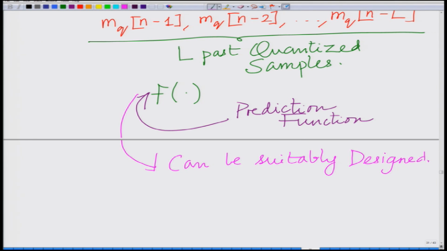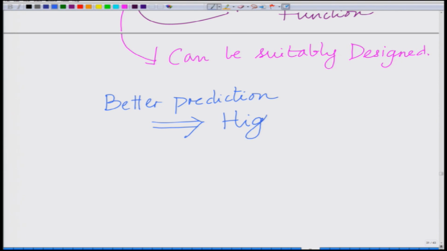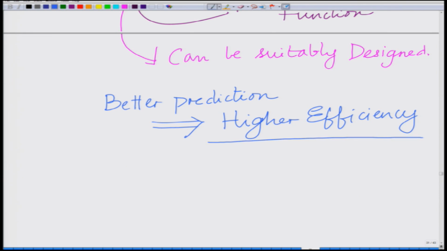The prediction function f is not fixed, but it can be suitably designed depending on the appropriate signal. It takes the signal characteristics, more importantly the statistical properties of the signal, into consideration to appropriately design the best prediction function. Now, better prediction implies a higher efficiency. The better the prediction, the higher the efficiency. That is the bottom line in DPCM.